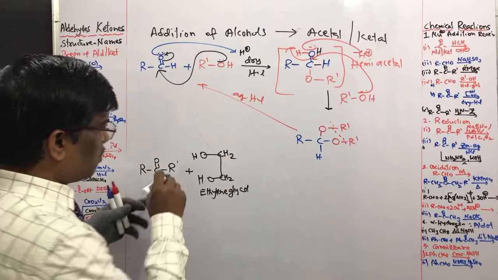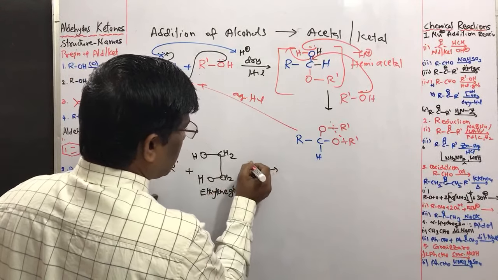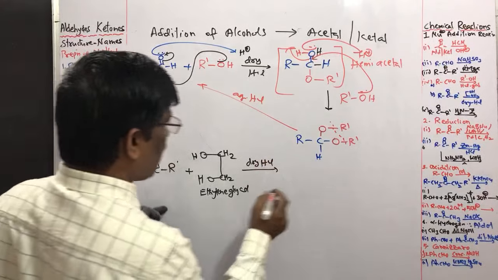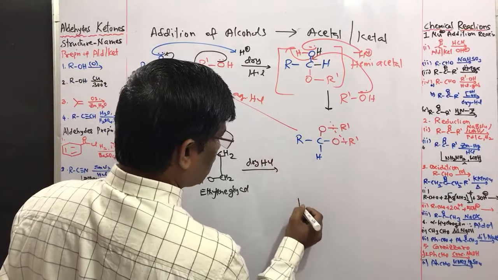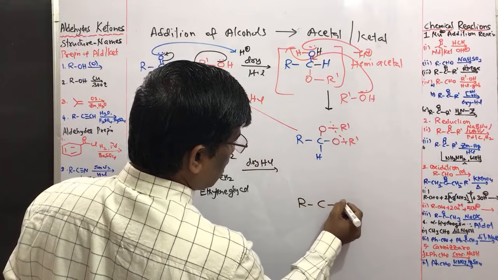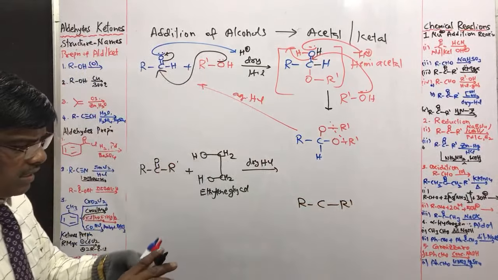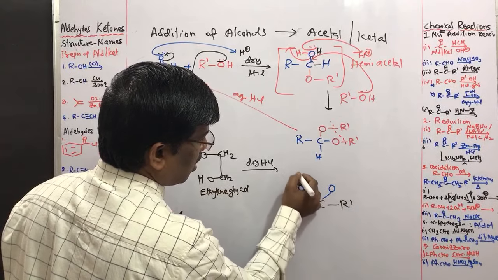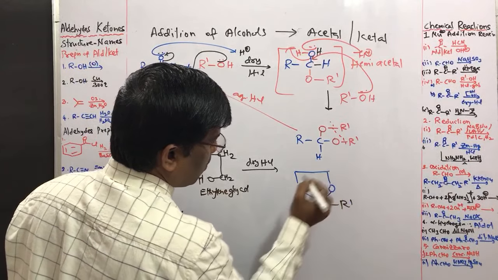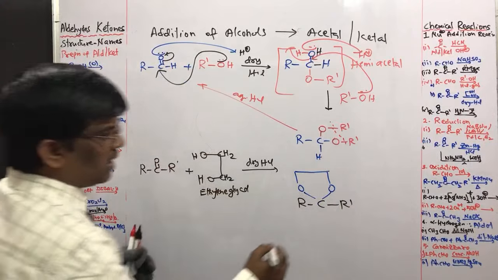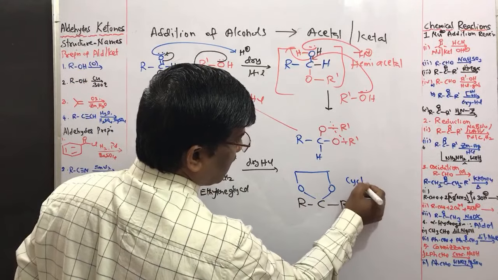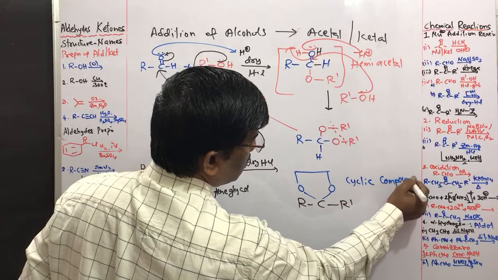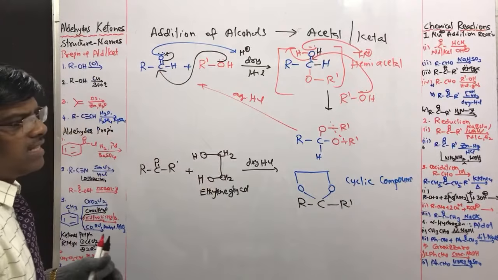Anyhow, so ethylene glycol in the presence of dry HCl is going to form a ketal. So R prime, and these oxygens are going to form a 5-membered ring. So this cyclic compound we are going to get, this is a ketal.